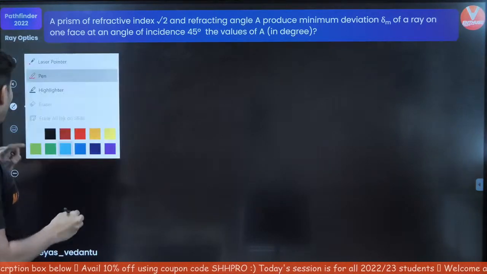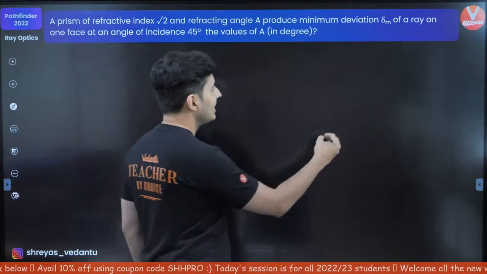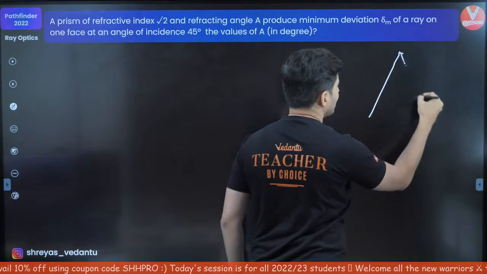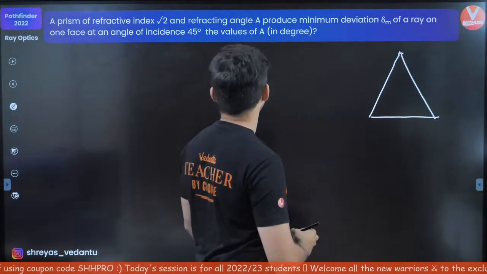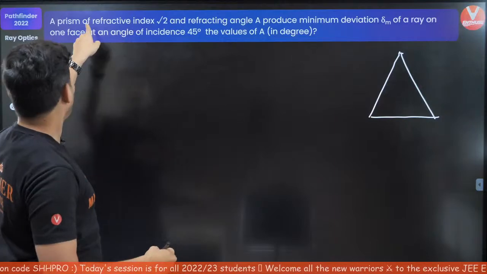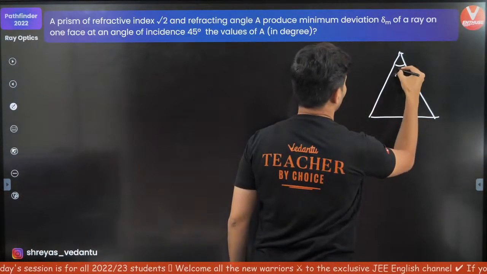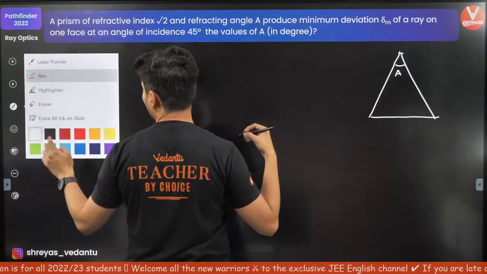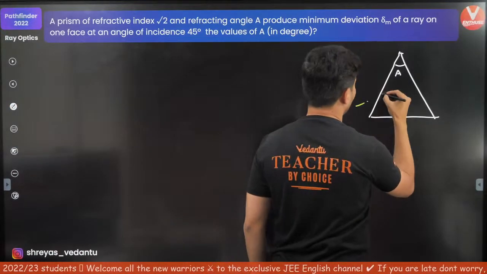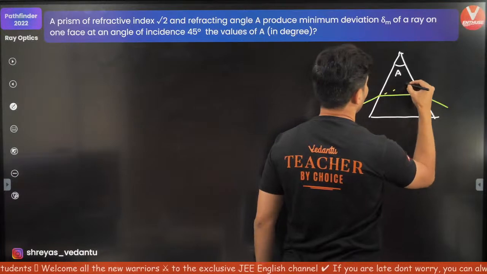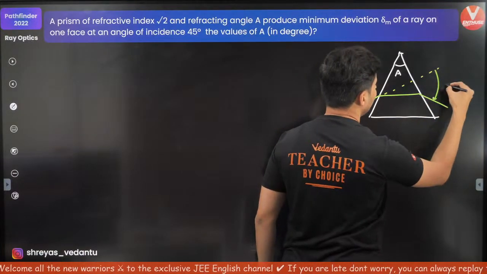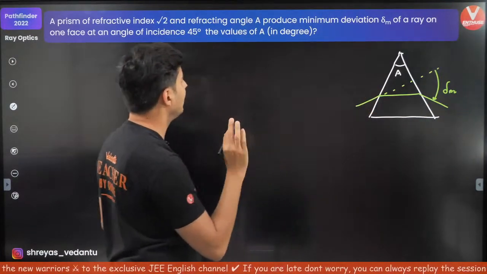Okay, so what do we do now? Let's try to figure out what all is given to us, and then we'll proceed ahead. So here we go. This is our prism. The prism of refractive index is given. Refracting angle A is given. And the rays of light which enter, they produce some minimum deviation delta M. Fair enough.